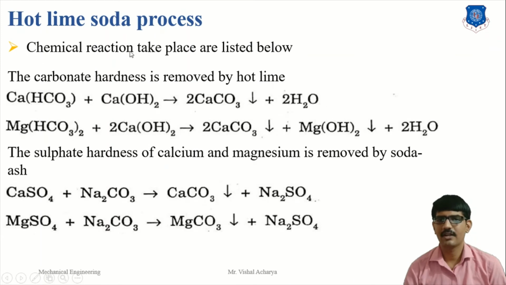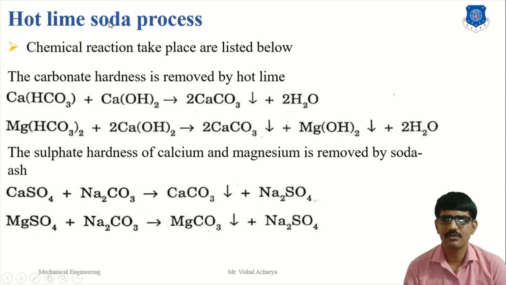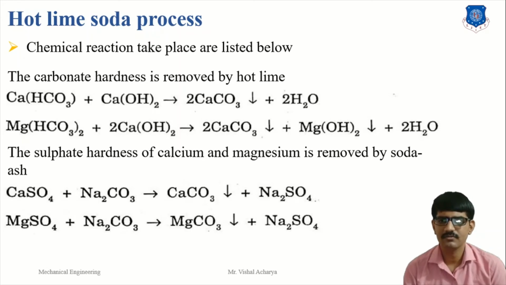First is the hot lime soda process. The hot lime soda process is used to remove hardness and convert hard water into soft water. Here we first discuss the chemical reactions. Carbonate hardness is removed by the hot lime.